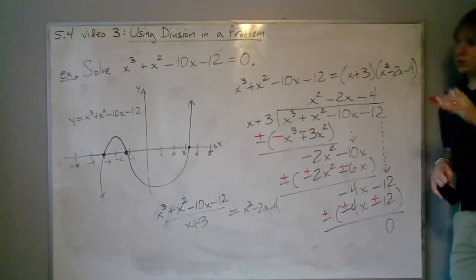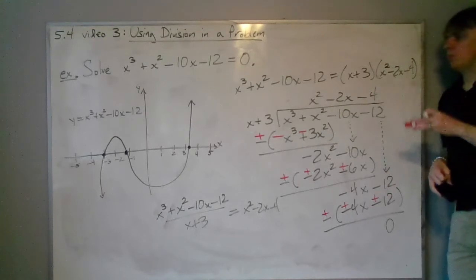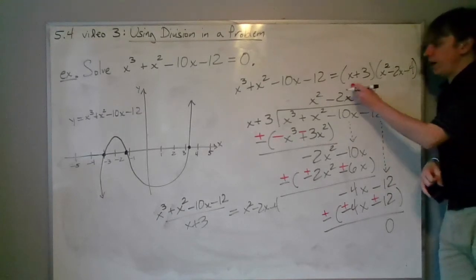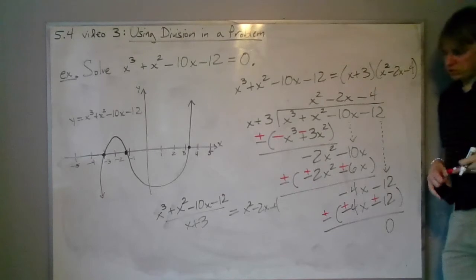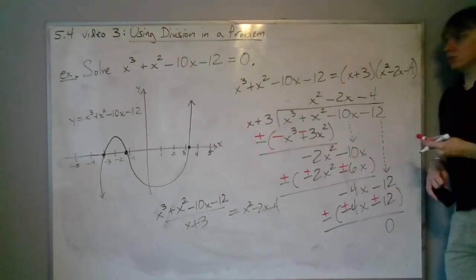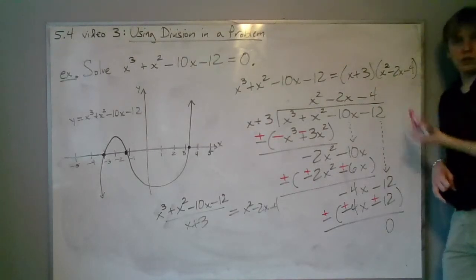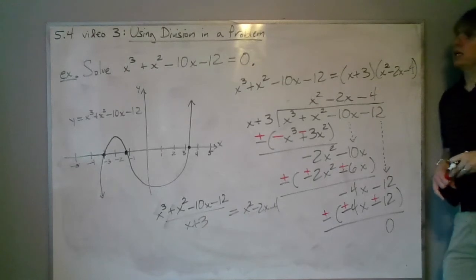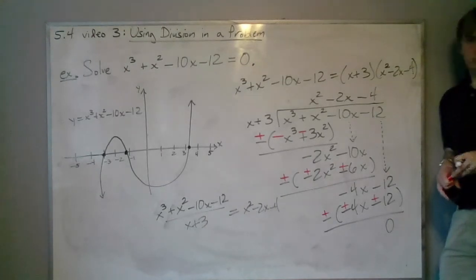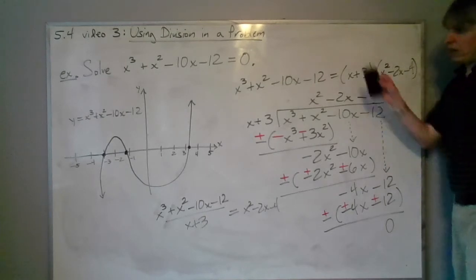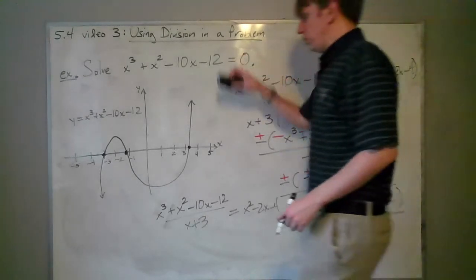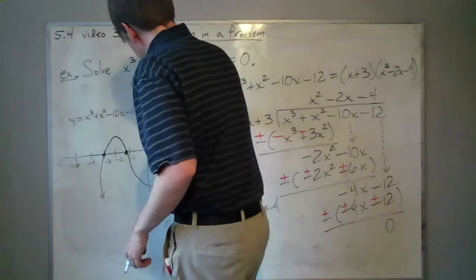So, using a graph, I was able to come up with a guess of one of the factors, which was x plus 3. Using long division, I was able to figure out the other factor, what we multiply it by. And now I think I'm ready to apply this to the particular problem. So let's go back and see what this means in terms of the original problem.